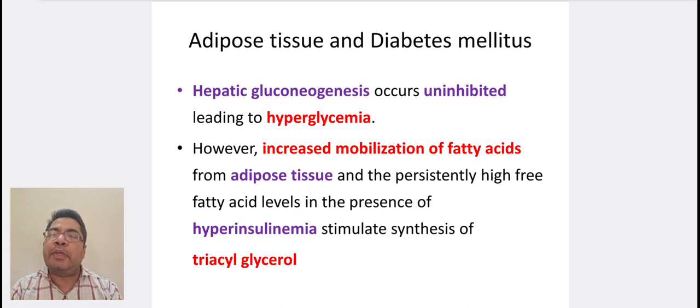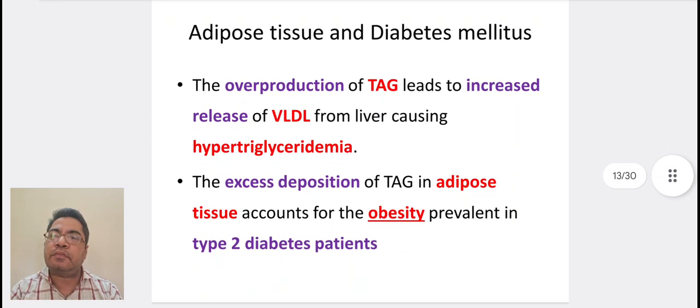However, increased mobilization of free fatty acid from the adipose tissue and the persistently high free fatty acid level in the presence of hyperinsulinemia stimulates the synthesis of triacylglycerol. The overproduction of triacylglycerol leads to increased release of VLDL from the liver and causes hypertriglyceridemia. The excess deposition of triacylglycerol in adipose tissue accounts for the obesity prevalent in type 2 diabetes mellitus.